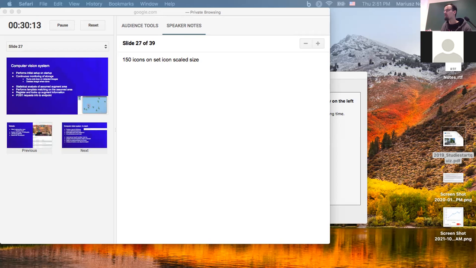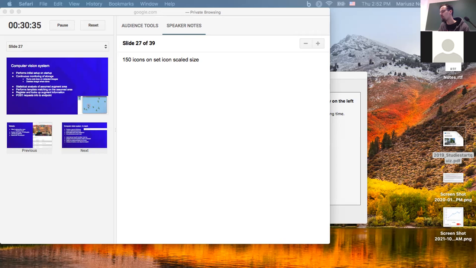The computer vision system, the server that I talked about, performs initial setup and startup. It loads from the Google Drive, downloads all the icons, etc. It then monitors the storage. That's when it just runs. It runs the core loop on detected images and then deletes them when it's done, cleaning up the storage.